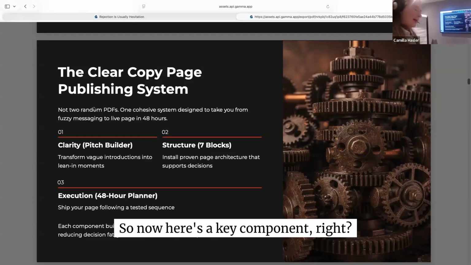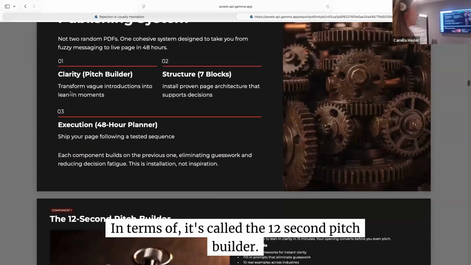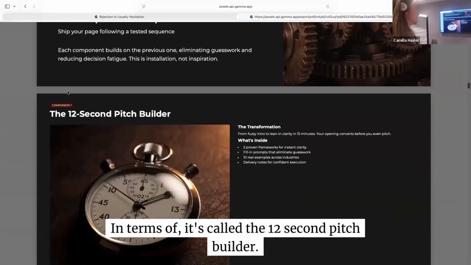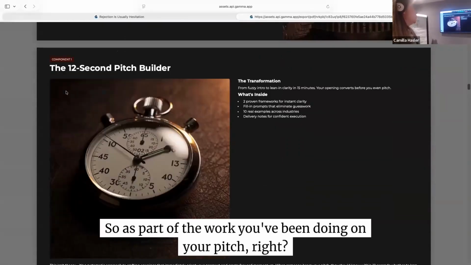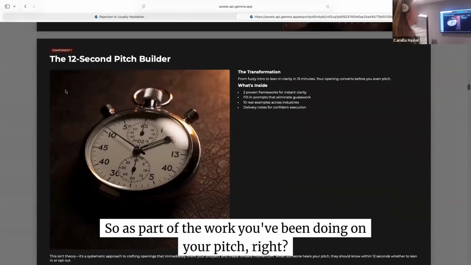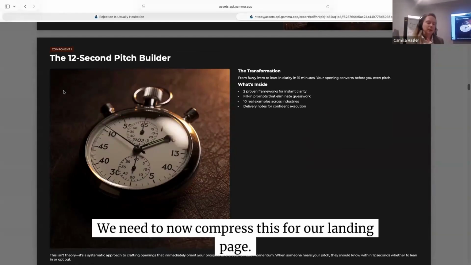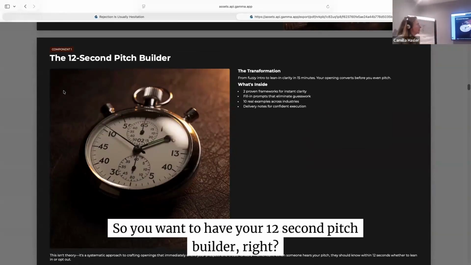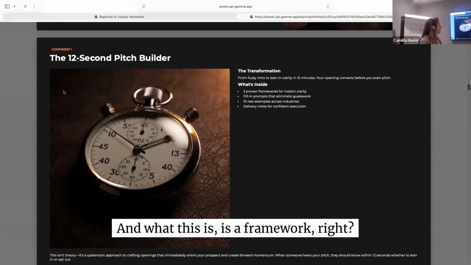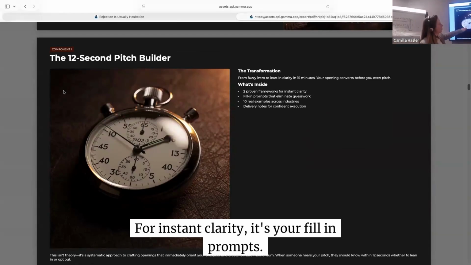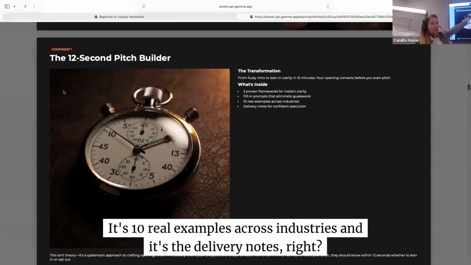So now here's a key component. It's called the 12-second pitch builder. As part of the work you've been doing on your pitch, taking what was essentially your 7-sentence pitch, we need to now compress this for our landing page. So you want to have your 12-second pitch builder. And this is a framework for instant clarity. It's your fill-in prompts, it's 10 real examples across industries, and it's the delivery notes.